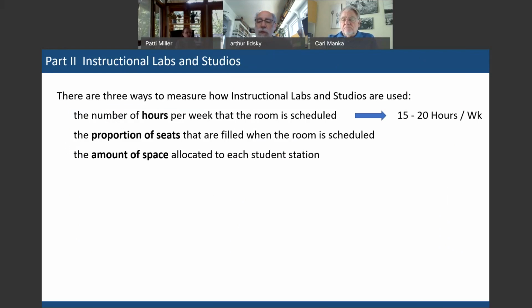It also assumes that the station count, or the proportion of seats that are scheduled, should be 80%. The reason that it's higher than classrooms is because laboratories can be controlled. You know the number of students that are taking those courses, and you can control when they happen. And so you could fill the rooms more efficiently than you could in a classroom. So 80% of the seats should be filled. And the amount of space per station depends upon the discipline.